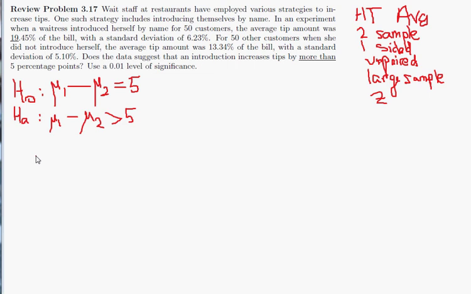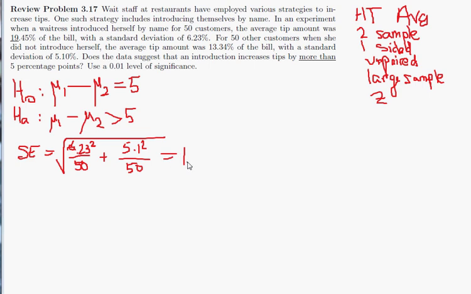Okay, so we now compute the test statistic. To get the test statistic, we figure out the standard error. And for the difference of two averages, the standard error will have the form first standard deviation, 6.23 squared, divided by the first sample size of 50, plus 5.10 squared, divided by 50. And that works out to be 1.1386211.